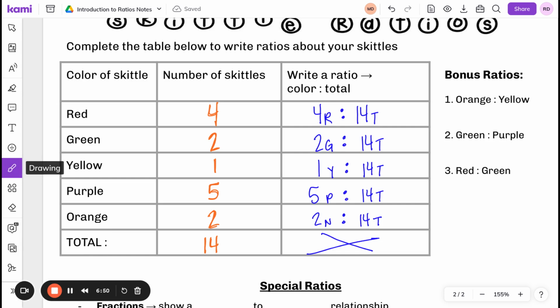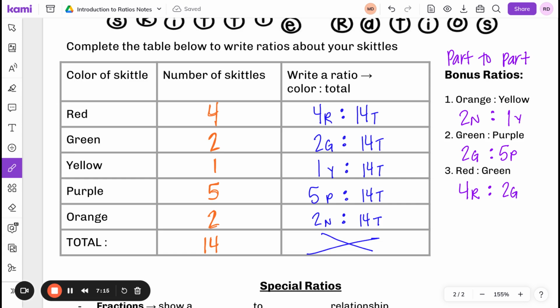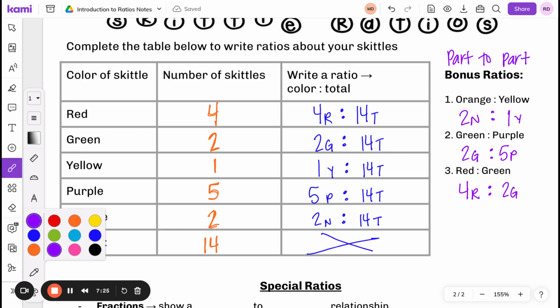Over here on the side, there were bonus ratios, and these were just color to color. So these over here are your part to part ratios. So for orange, I have 2 orange, and I have 1 yellow. I have 2 green, and I have 5 purple. 4 red, and 2 green. So again, my numbers match the order of the words in the question, and I have these labels just to help us out for the next part of ratios.